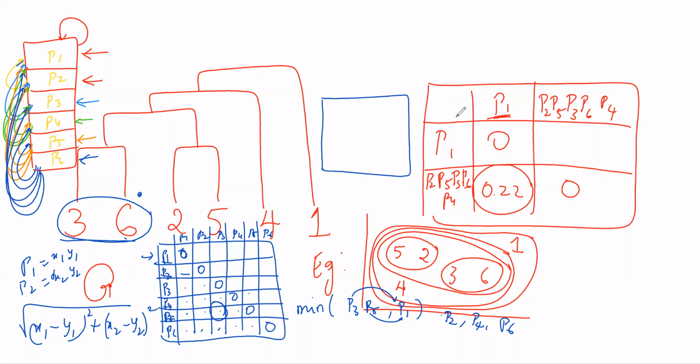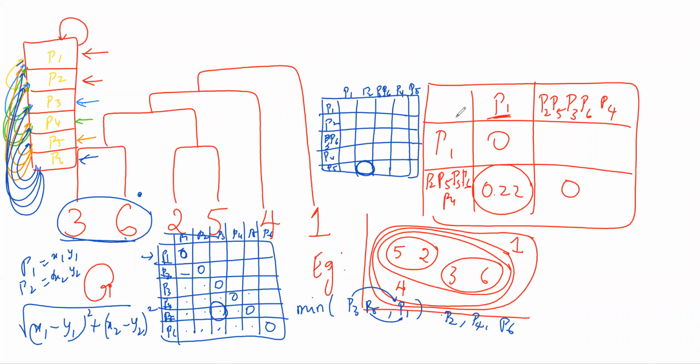So I got a new distance matrix from this. Once I got the new distance matrix, I identified whether there is any smaller distance. So suppose P1, P2, here I'll write P3, P6 because it is already clustered, then P4 and then P5. Again here P1, P2, P3, P6, P4 and P5. I'll identify which is the smallest distance in that. The next time I got P2 and P5 to have the shortest distance. So with this I created another cluster of 2 and 5.